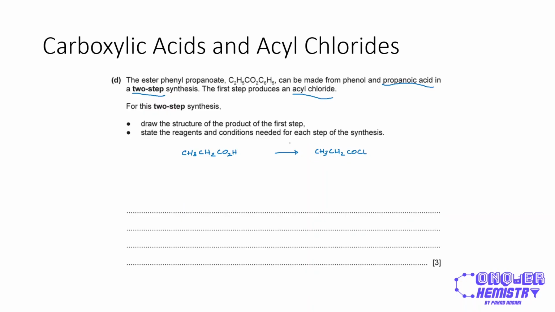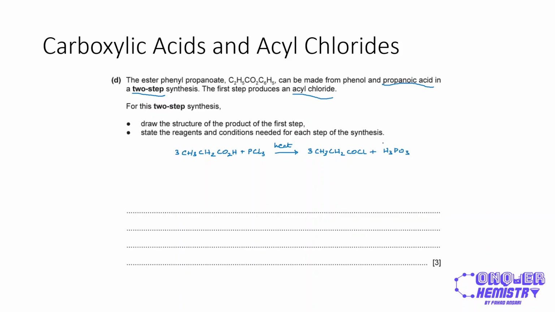Now we have three reagents that can do this. So one reagent is simple PCl3, right? PCl3 requires some heating. And basically what it can do is convert 3 moles of propanoic acid to 3 moles of propanoyl chloride. And the other product is going to be phosphorus acid, which is H3PO3.